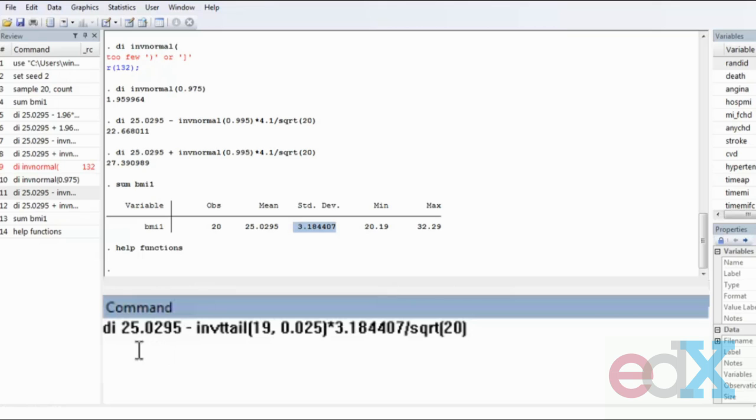So to calculate this confidence interval in Stata, I say display my sample mean minus inverse t-tail, and now instead of 97.5, since it's the t-tail function that we're inversing, we now put 0.025 in here. So this is going to be the value of the t-distribution such that 2.5% of the mass is greater than that value, since it's the t-tail. And then we have 19 degrees of freedom, since recall that we're using a t-distribution with n minus 1 degrees of freedom, where n, our sample size, is equal to 20, and then it's times our sample standard deviation divided by the square root of 20.